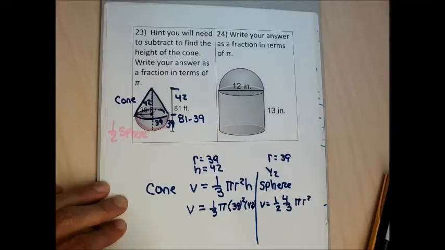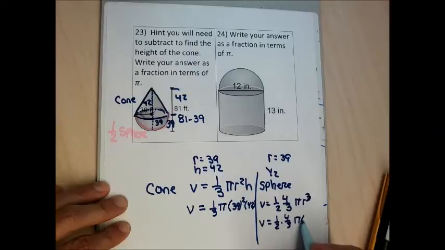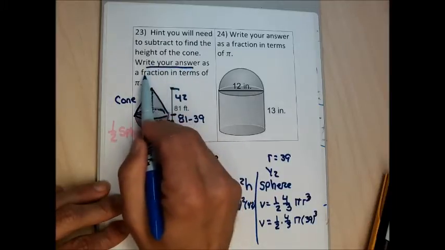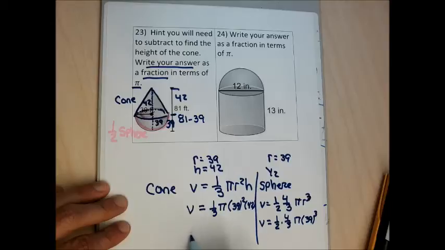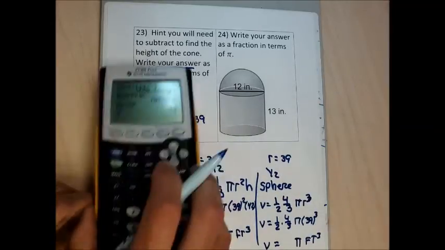When I go to do the sphere, I'm going to say volume is going to be 1/2 times 4/3 times pi r cubed, so pi times 39 cubed. And as I read through my instructions, write your answer as a fraction in terms of pi. So the volume of my cone is going to have a pi in it. Technically, it's going to have something feet cubed. My volume of my sphere is going to have a pi in it, and it's also going to have feet cubed. Let me do your cone first.